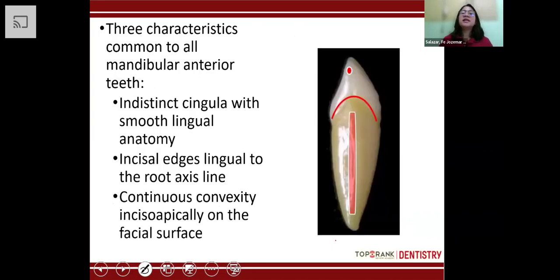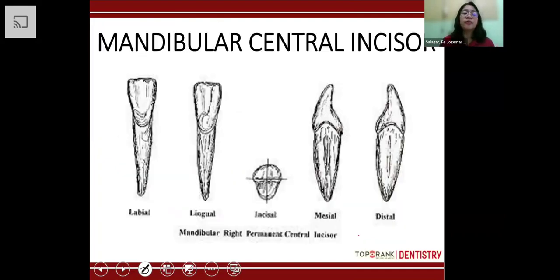Okay, now let's discuss your mandibular incisor. There are 3 characteristics common to all mandibular anterior teeth. They have an indistinct cingulum with smooth lingual anatomy. That is why we said they are the least caries-prone teeth, caries-resistant teeth. Incisal edges not at the center, labiolingually it's lingual to the bisecting line. And you have a continuous convexity on the facial surface from crown to root.